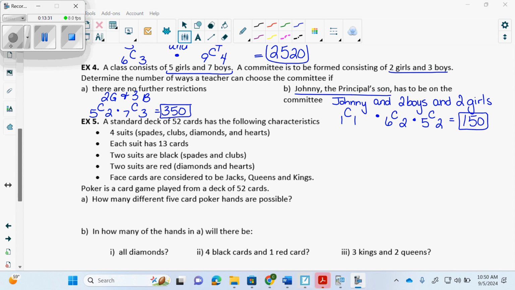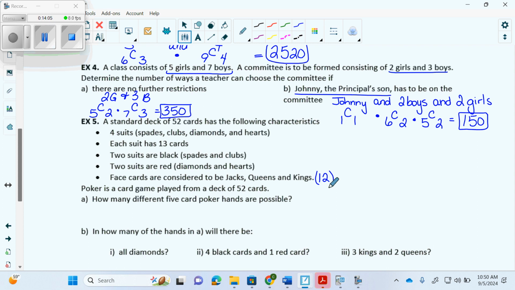All right. So, to break down a standard deck of cards, there are 52 cards. There are 4 suits: spades, clubs, diamonds, and hearts. 2 suits are black, which are spades and clubs. 2 suits are red, which are diamonds and hearts. Each suit has 13 cards, obviously, because 52 divided by 4 is 13. That's why each one of them has 13. It's an even amount. Face cards are the ones with faces. So jacks, queens, and kings. If you have jacks, queens, and kings, there's 3 of them, and you have 4 suits, that makes 12 face cards.